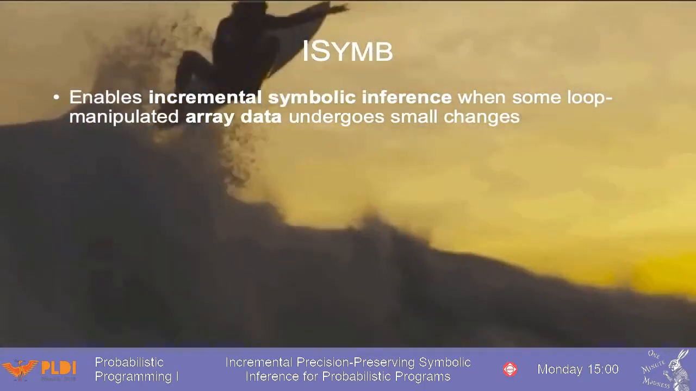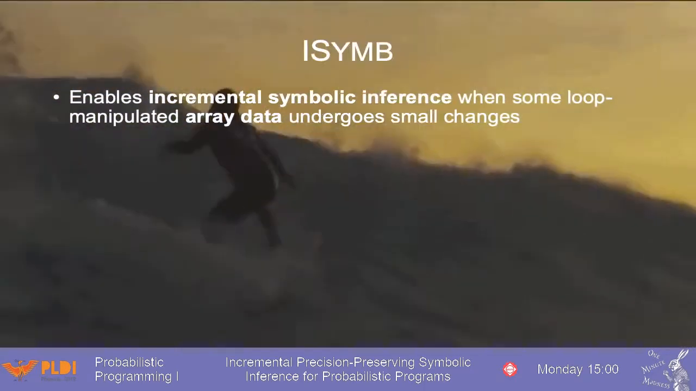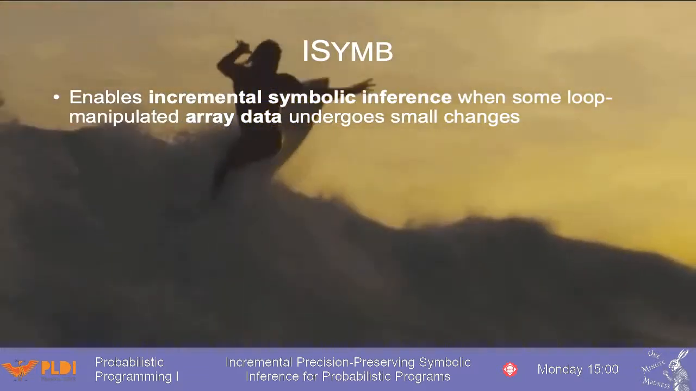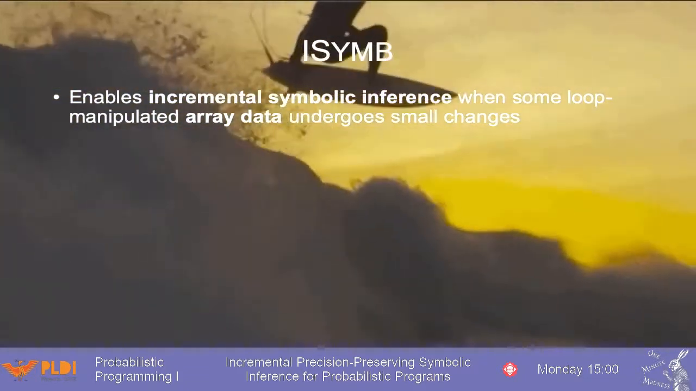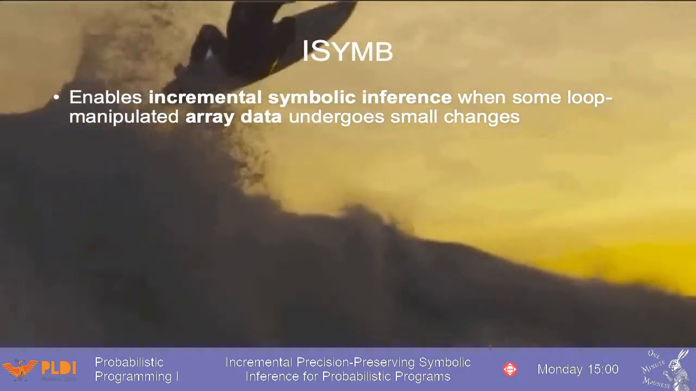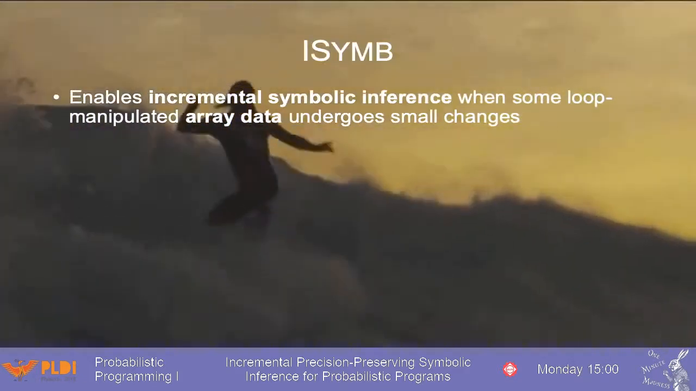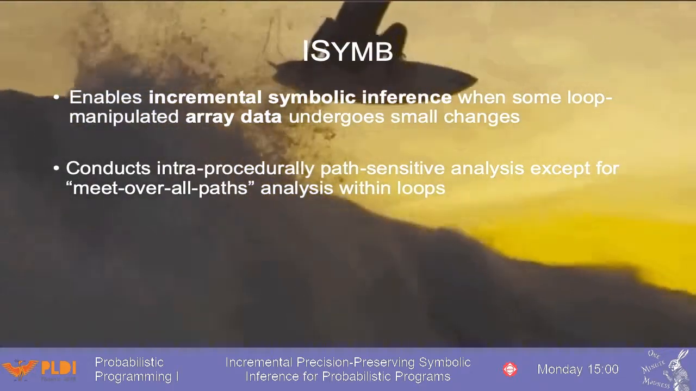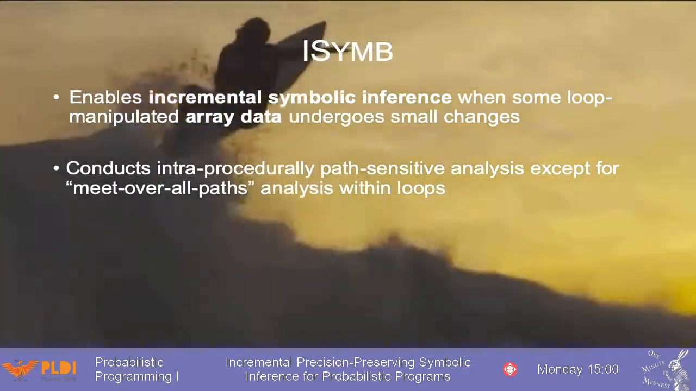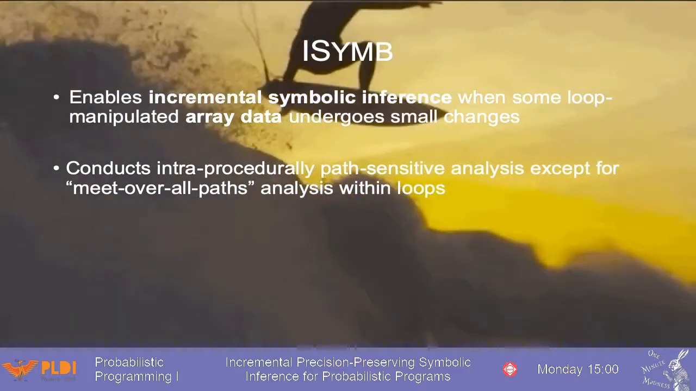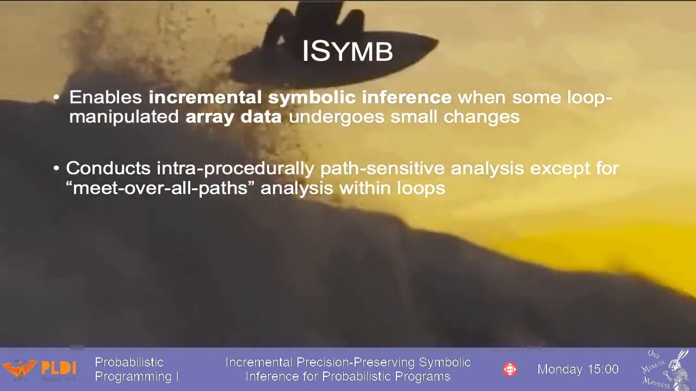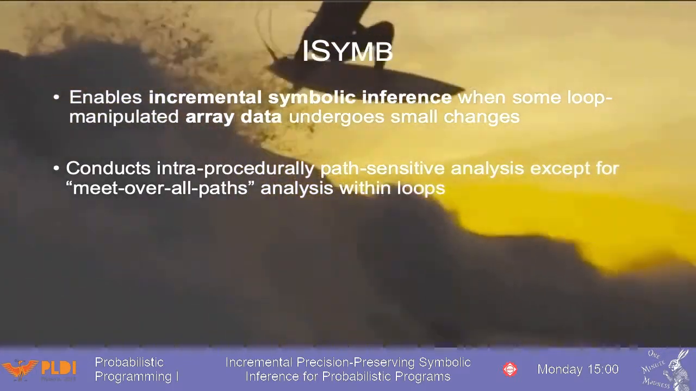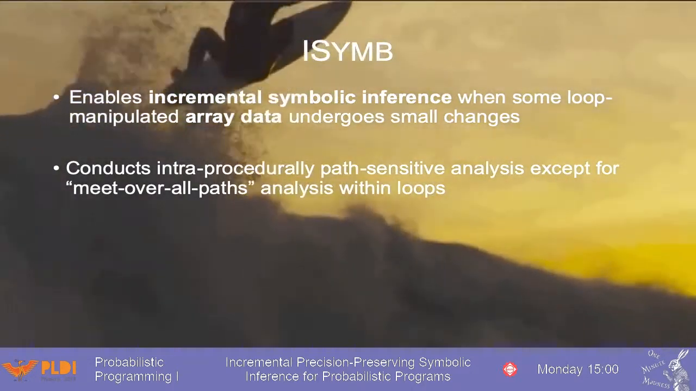We present iSymB, an incremental symbolic inference framework for probabilistic programs. In situations where some loop-manipulated array data, upon which their probabilistic models are conditioned, undergoes small changes. To tackle the path explosion challenge, iSymB is intra-procedurally path-sensitive, except that it conducts a meet-over-all-paths analysis within an iteration of a loop, conditioned on some observed array data.